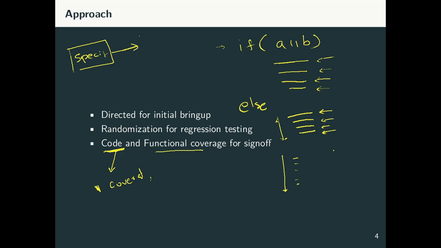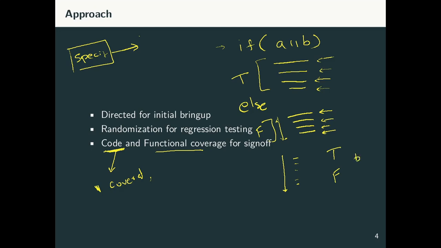Now, in this particular section of code, there are two separate branches. One branch for true and one branch for false. So ensuring that we cover both the true and false case in our branch is called branch coverage.